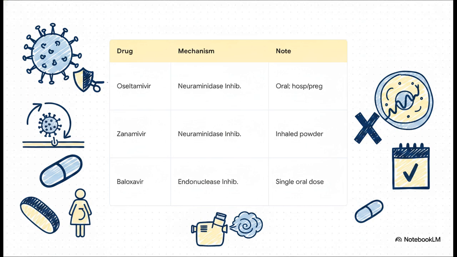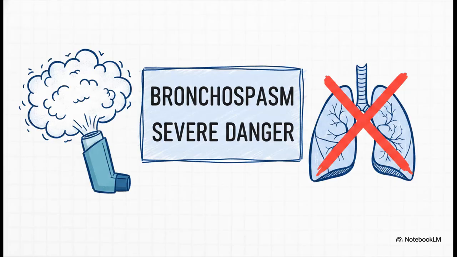Then we have baloxavir, which operates entirely differently. It inhibits cap-dependent endonuclease, blocking viral mRNA synthesis, and the best part is it only requires a single oral dose. Okay, pause right here and burn this contraindication into your memory. Because zanamivir is an inhaled powder, it is an absolute contraindication in patients with asthma or COPD. Giving it to these patients carries a massive risk of severe, potentially fatal bronchospasm.